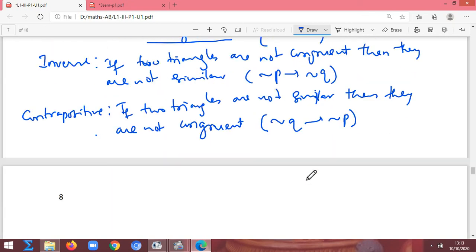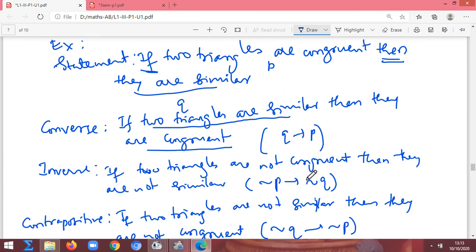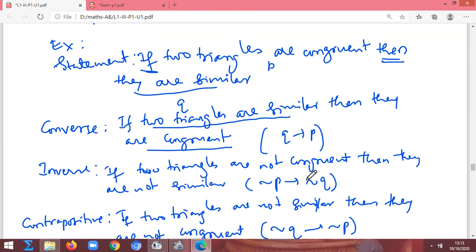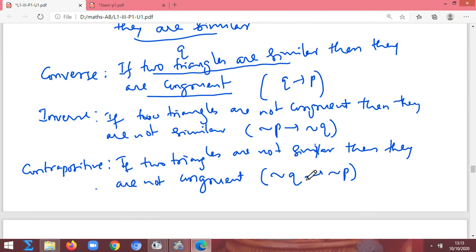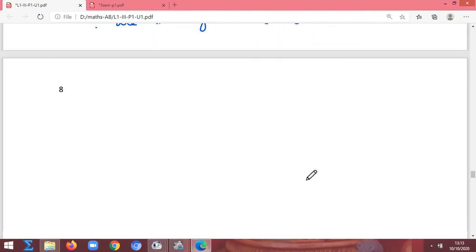Yeah. So, we have given one example, for which converse, inverse and contrapositive all we have obtained. Okay. The statement and converse can be compared, because statement is P implies Q, then the converse is Q implies P, and inverse and contrapositive can be compared, because negation of P implies negation of Q, and the contrapositive is negation of Q implies negation of P. Okay. Yeah. So, now let us see the truth values of all these converse, inverse and contrapositive.